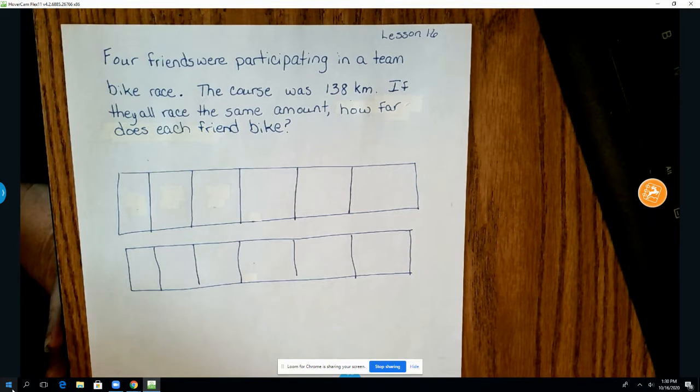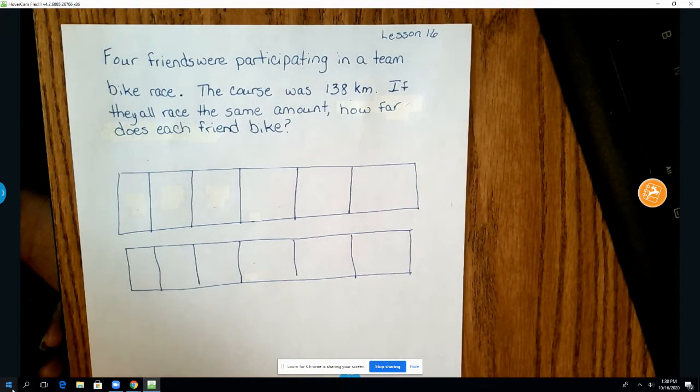Welcome to Lesson 16. Today we're going to be working on dividing decimals, but we're going to be doing this in more of an everyday type way, meaning that we're going to use our division of decimals to help us solve a problem.